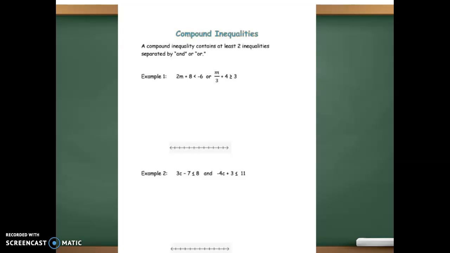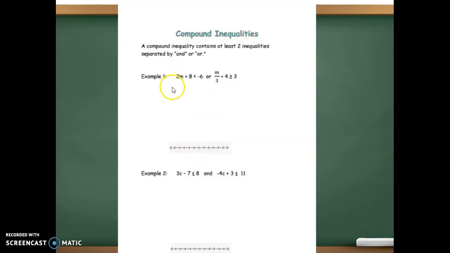All right, our last lesson for this week is going to be on a special type of inequality. It is called a compound inequality. Basically, it's at least two inequalities separated by an "and" or an "or." Now with the "or" ones, they're stated like this. So you're going to have two separate problems which you are going to solve separately and put the answer together on the number line.